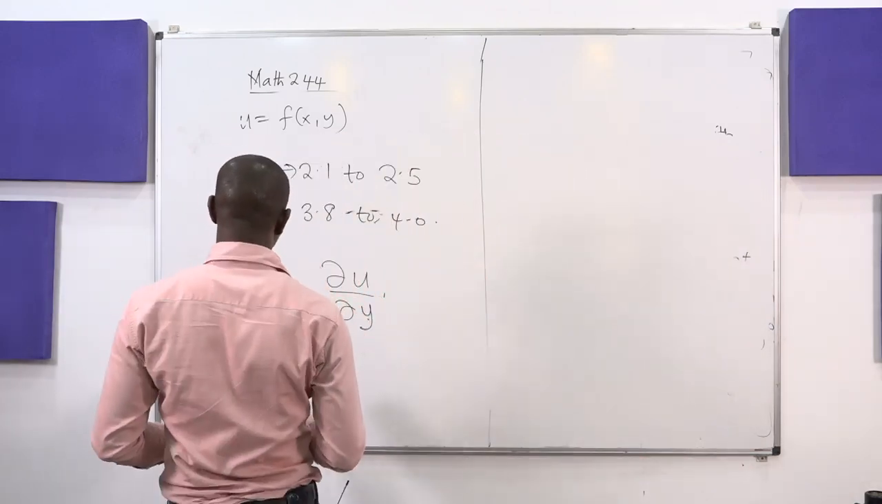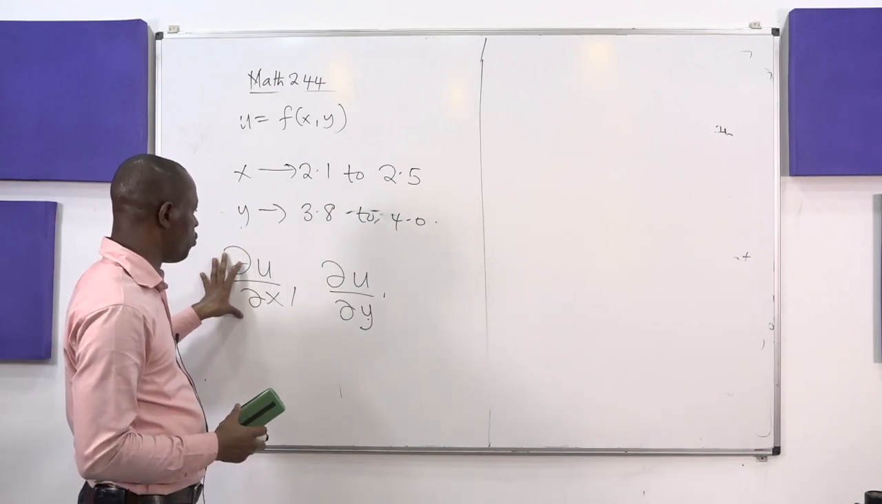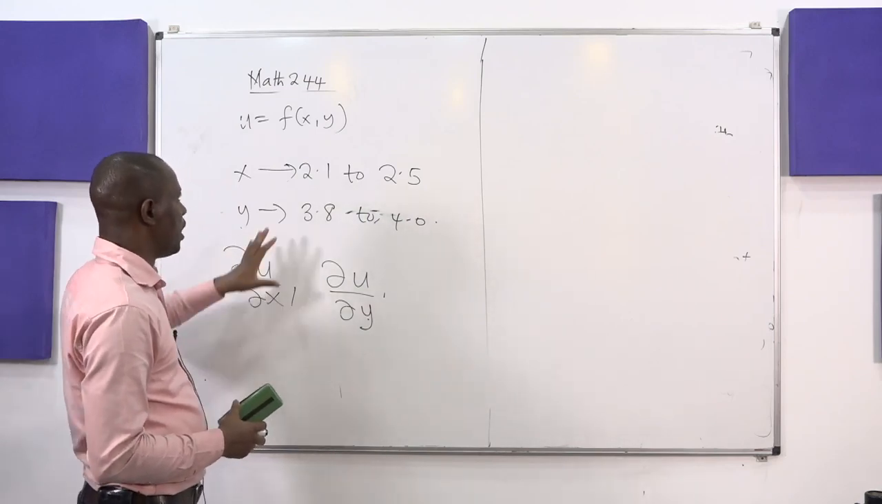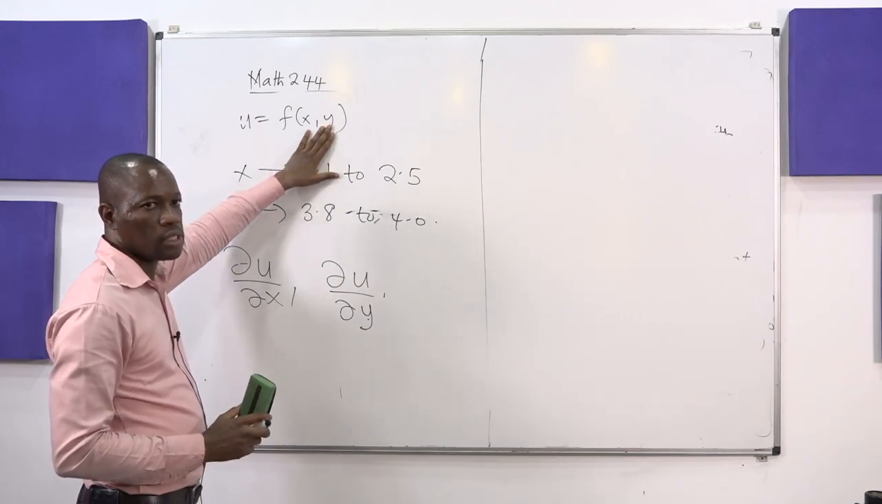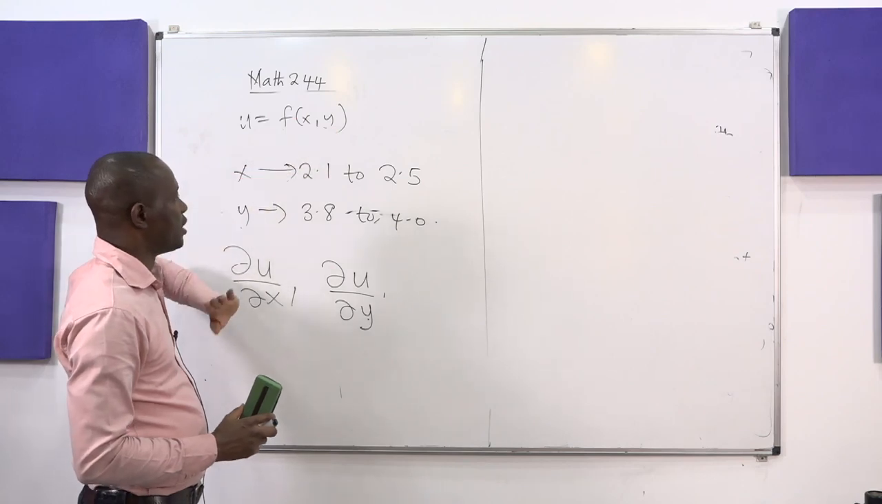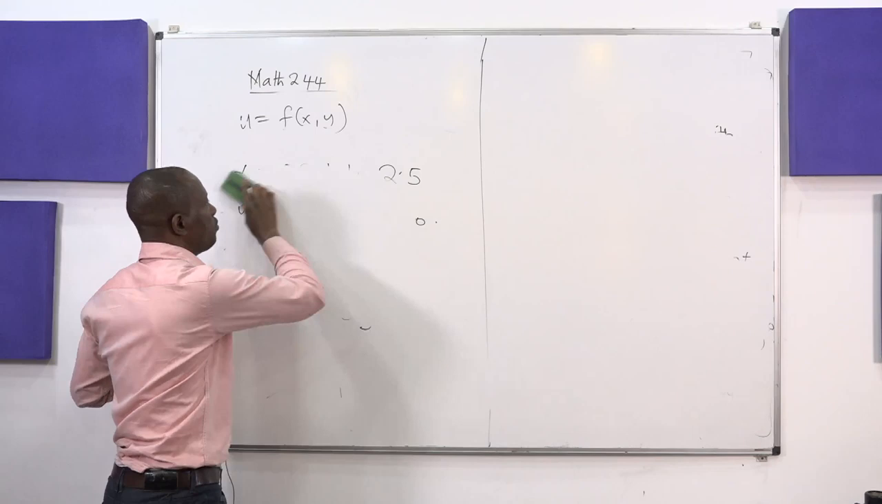Once I am finding the partial derivative of u with respect to x, I will hold y as a constant, because it means that only x is changing, y is not changing.